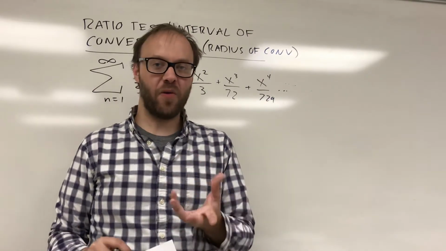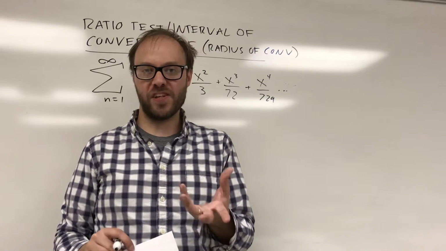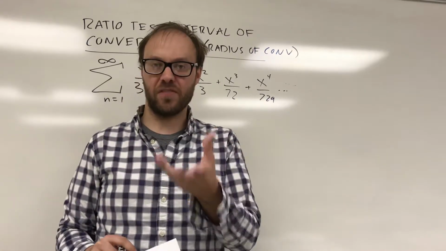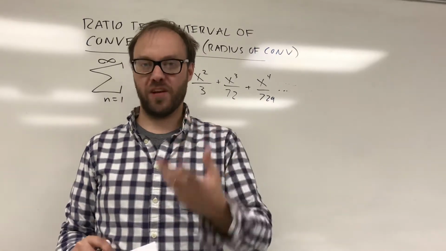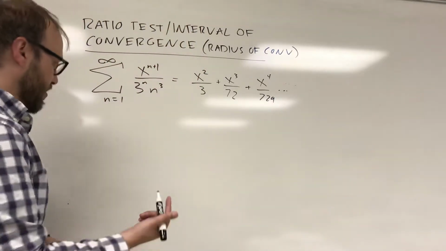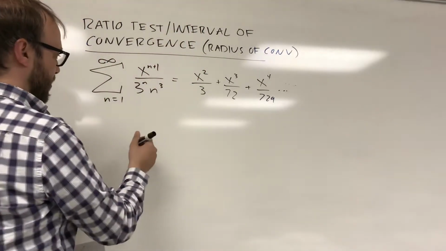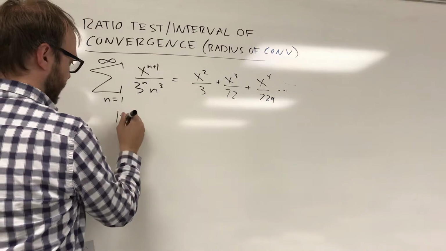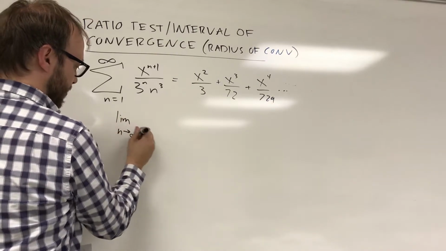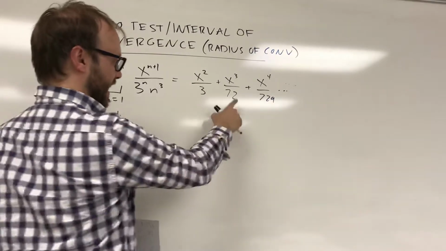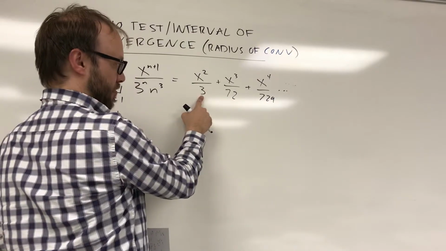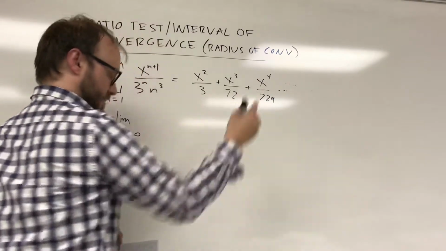So what's probably going to happen is this is probably a series that for certain values of x will converge and for other values of x won't converge, okay? So what you do here is you use the ratio test, okay? And remember, the ratio test says that you need the limit as n approaches infinity. You're basically taking a term and dividing by the term that came before it.